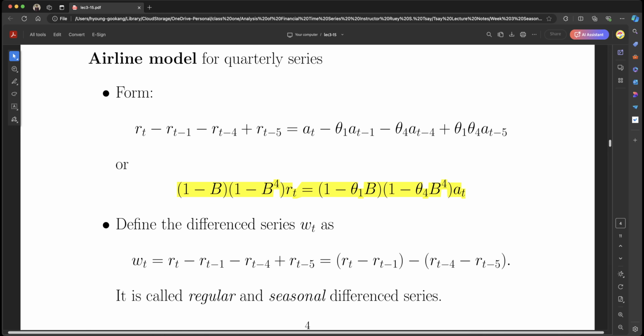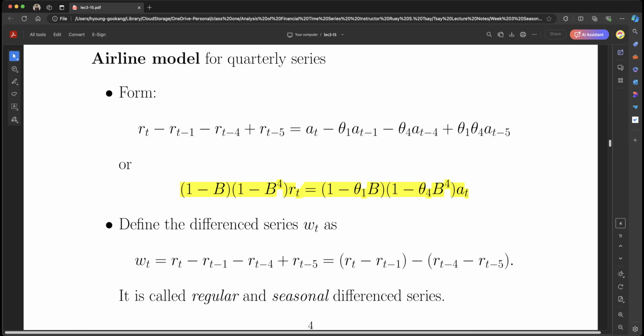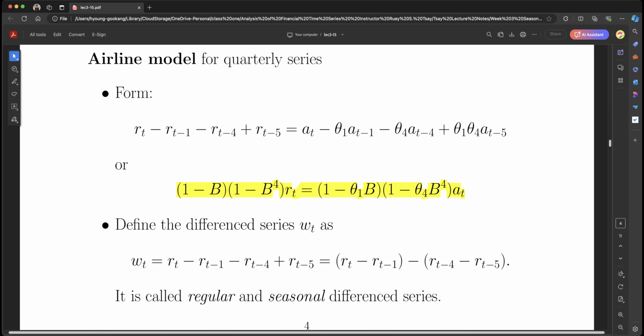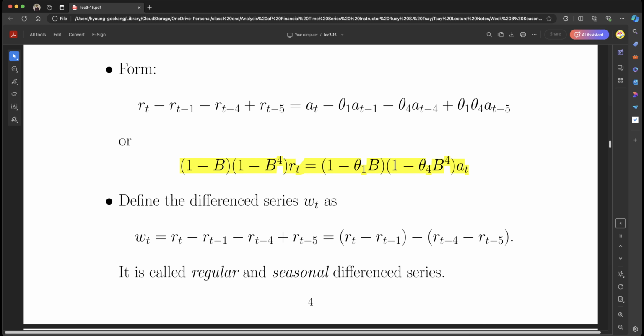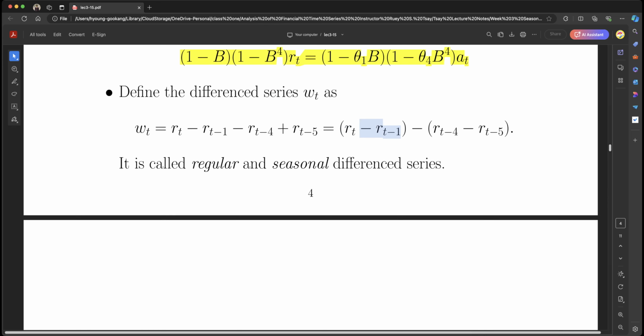Now we define the differenced series w_t as w_t equals r_t minus r_{t-1} minus r_{t-4} plus r_{t-5}, which is the difference of differences. So it is called the regular and seasonal difference model. We have a regular difference here, and then between the parentheses we have a seasonal differenced series.